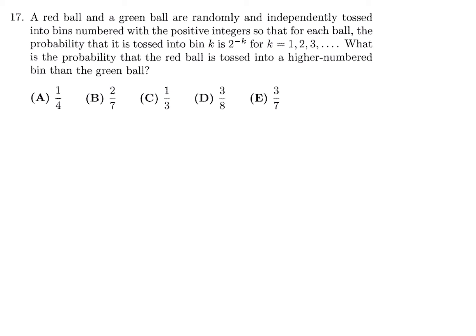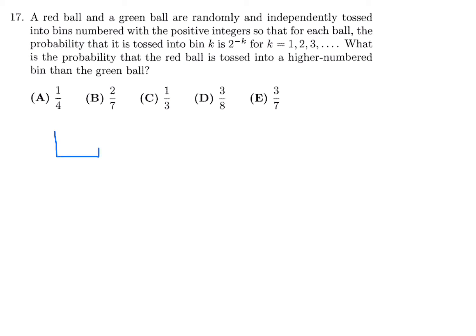A red ball and green ball are randomly and independently tossed into bins numbered with positive integers so that for each ball, the probability that it is tossed into bin K is 2 to the minus K for K equals 1, 2, 3, and so on. What is the probability that the red ball is tossed into a higher numbered bin than the green ball?